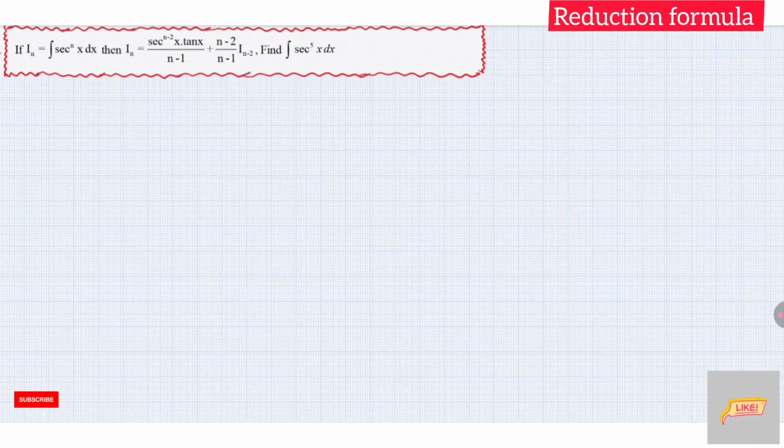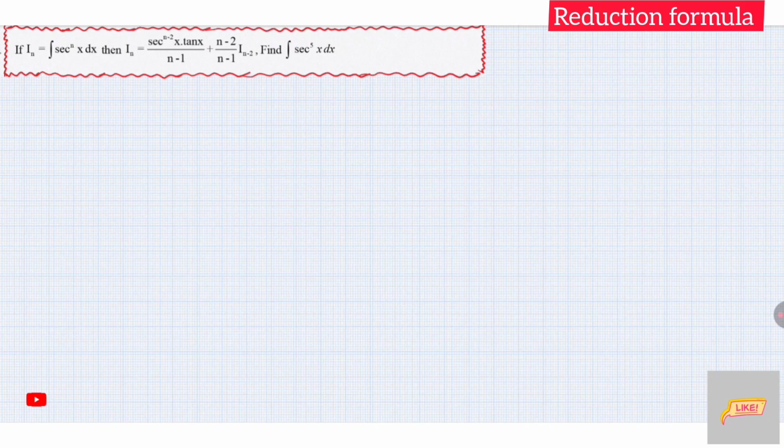Reduction formula for integration: I_n = integration secant x power n dx is equal to secant x power n minus 2 tan x by n minus 1, plus n minus 2 by n minus 1 I_{n-2}. Okay, now find here integration secant x power 5 dx.